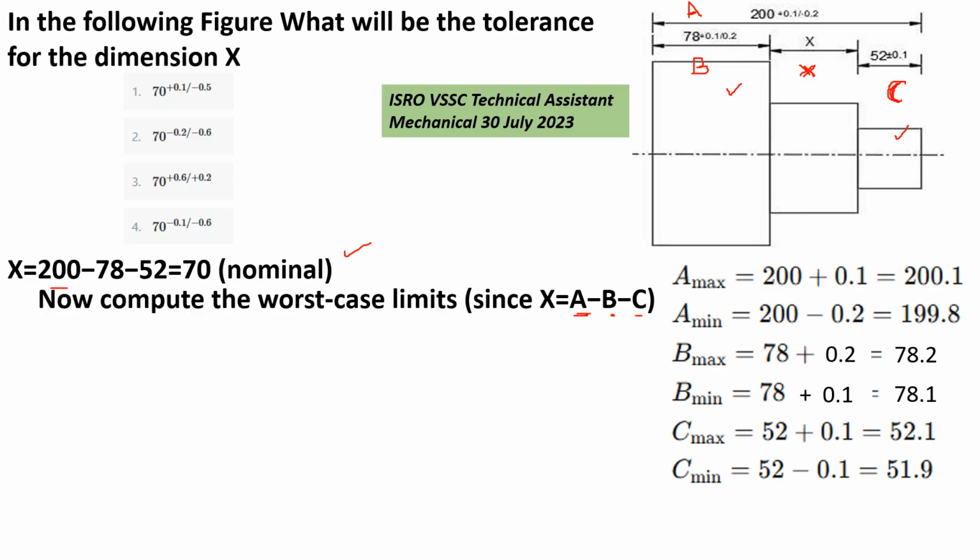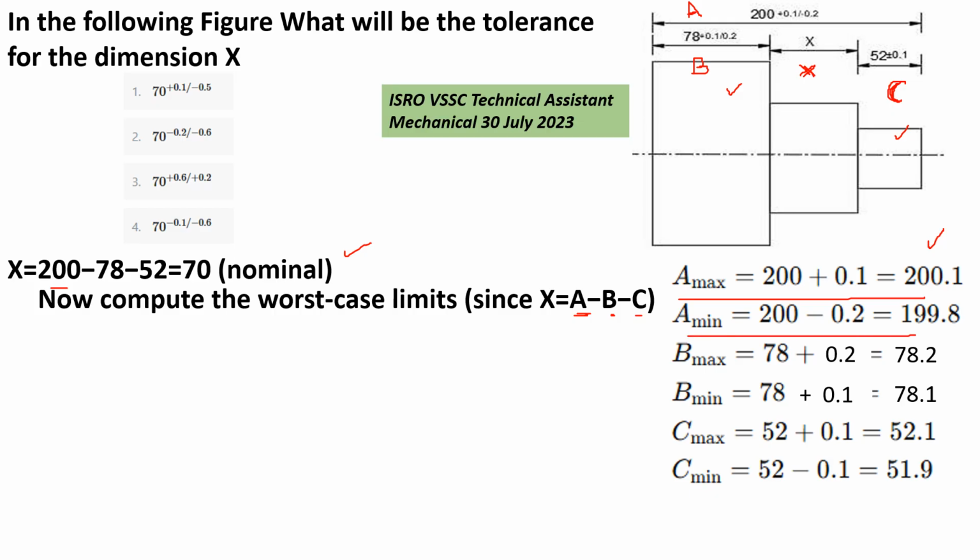And in the data, it is given the overall length having the maximum limit is 200 plus 0.1. So maximum limit will be A max equal to 200 plus 0.1, it is 200.1. And minimum limit is 200 minus 0.2. So A minimum will become 200 minus 0.2, it is 199.8.